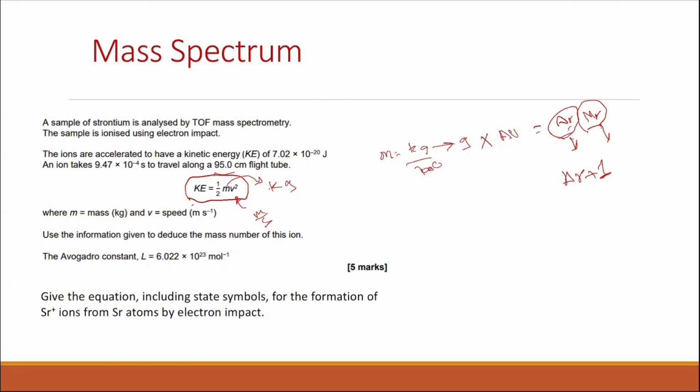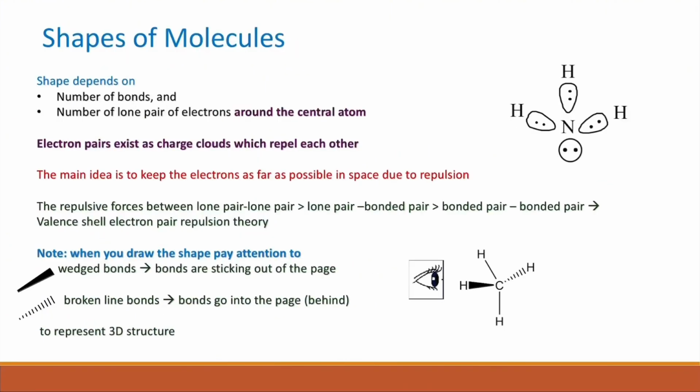One of the typical questions as well is that they ask you to give the equation, including the state symbols, for the formation of the ion Sr+ from a strontium atom. It is one of the typical questions in paper one as well, but they can come embedded within other questions, not like a big question in A-level paper one.